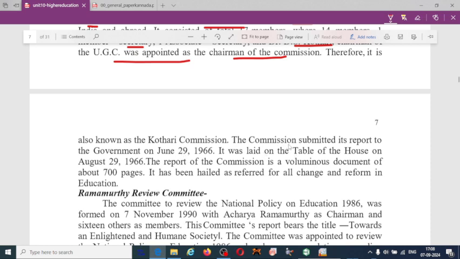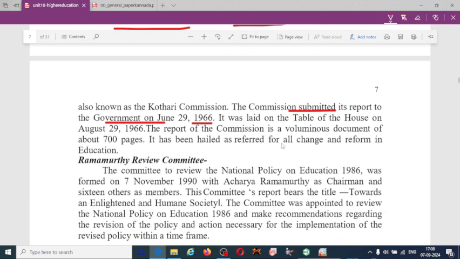The commission submitted its report to the government on 29 June 1966, which includes 700 pages of document. It has been hailed as a reference for all challenge and reform in education.